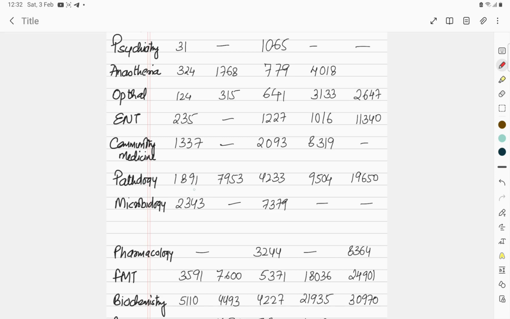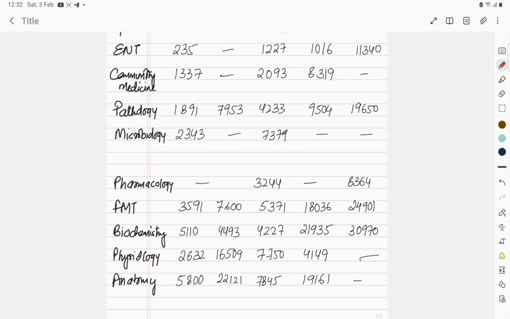For pathology, the UR candidate who got the seat is 1891. For EWS it was 7953. For OBC it was 4233. For SC it was 9504, and for ST it was 19650. For microbiology, the seat for UR candidate, the rank was 2,343, and for OBC, it was 7,379.